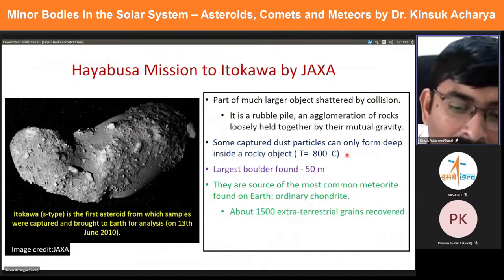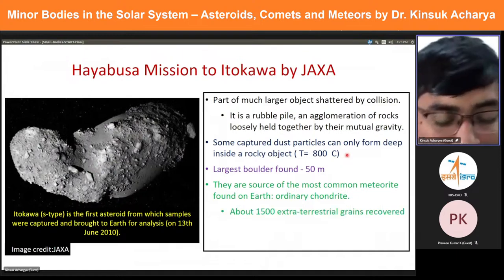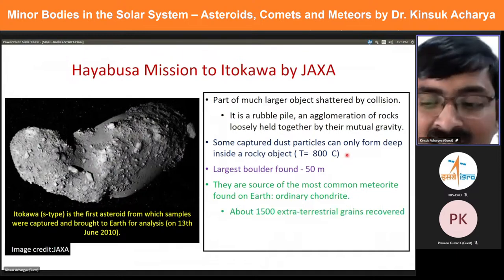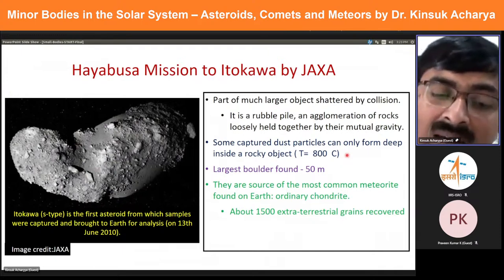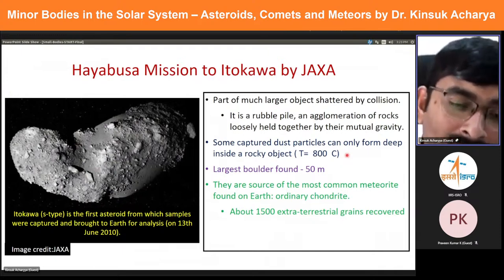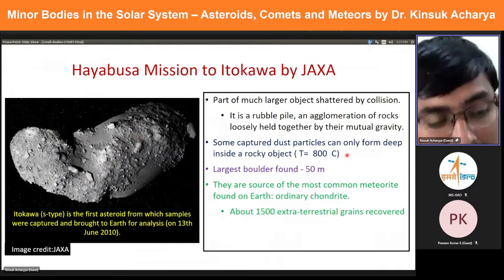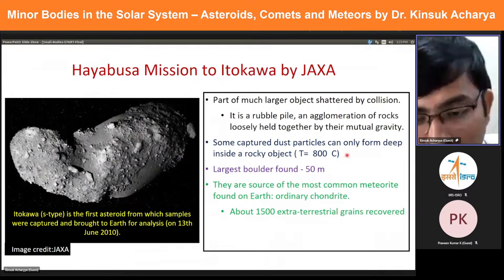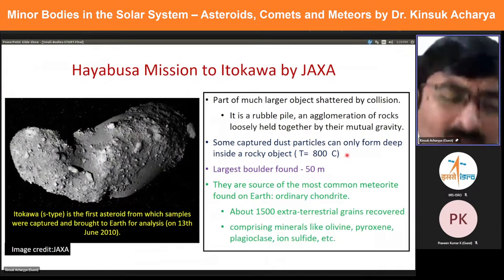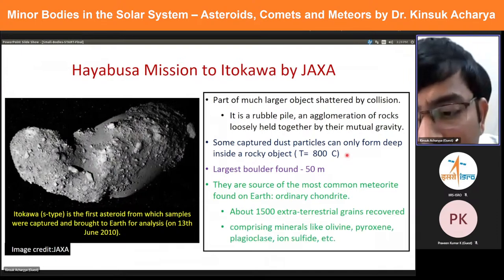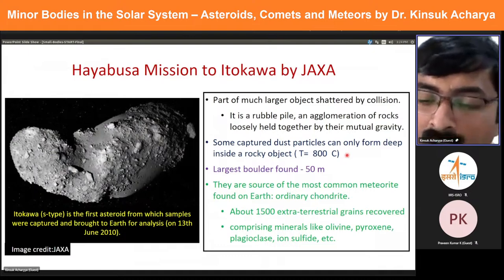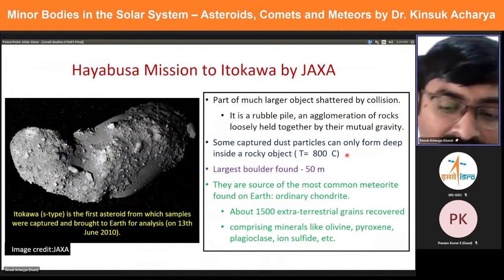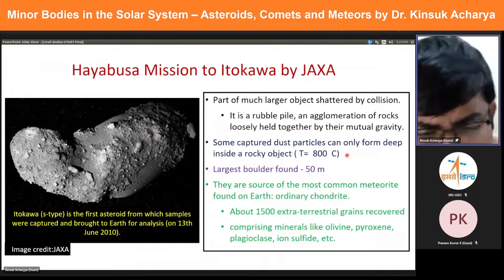Not only that, about 1,500 extraterrestrial grains are recovered, and actually you can write a science proposal and request samples, and you can study them in your own lab. Some of the studies already revealed that it contains olivine, pyroxene, plagioclase, iron sulfide, etc.